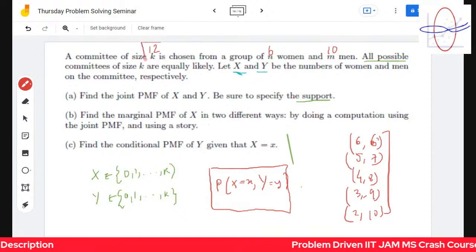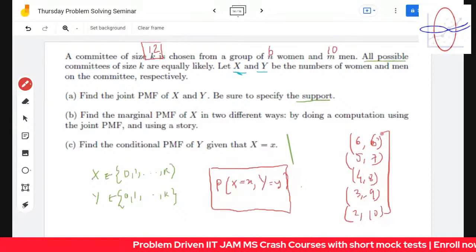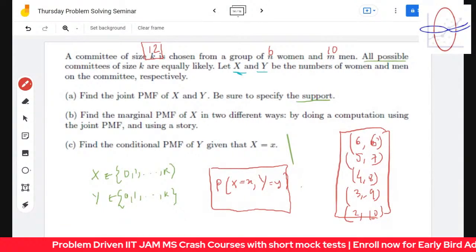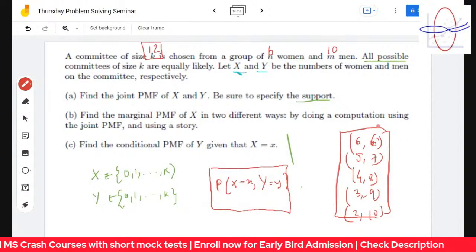And a size of 12 must be chosen. Did you understand this, guys? So only 5 possibilities of committee are there, and the rest are all 0. And all the committees of size K are equally likely. So each one of them is 1 by 5.